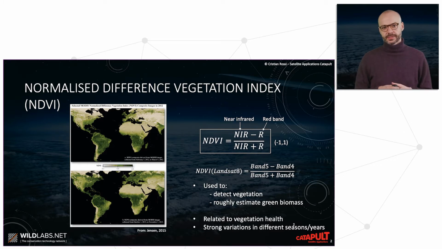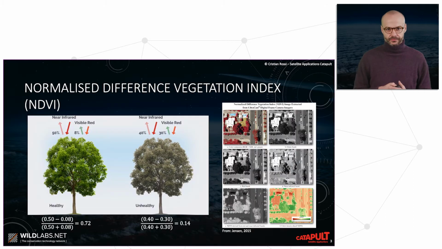Why is this important? NDVI is very important because it's often used to detect vegetation and to estimate generally a green biomass. It's very much related to vegetation health, as I will explain in the next slide. And there are clearly strong variations depending on the different season and even different year. We can see an example in this figure of a summer versus a winter capture of the NDVI. You can see how vegetation areas are quite well captured here in green, just looking at this specific product.